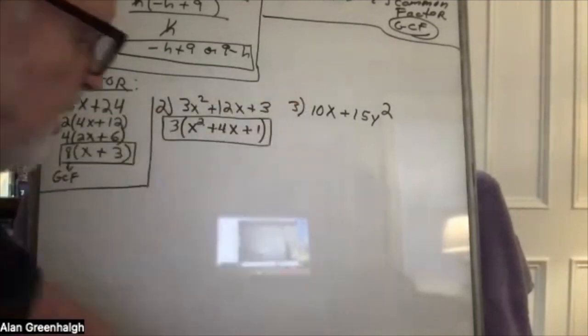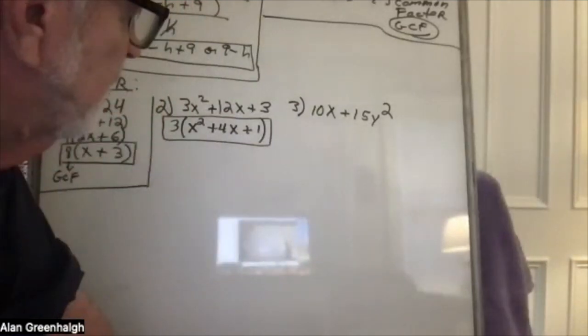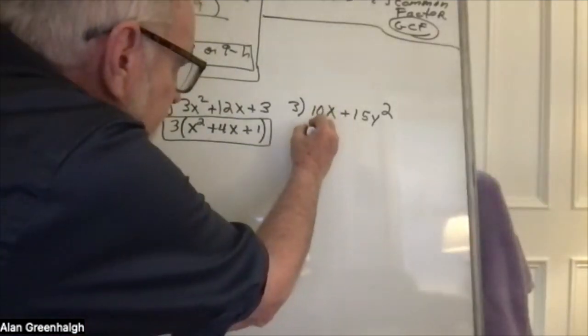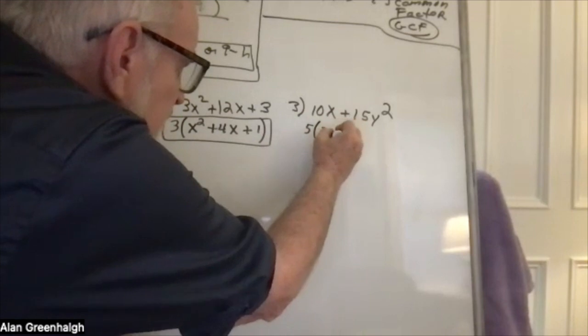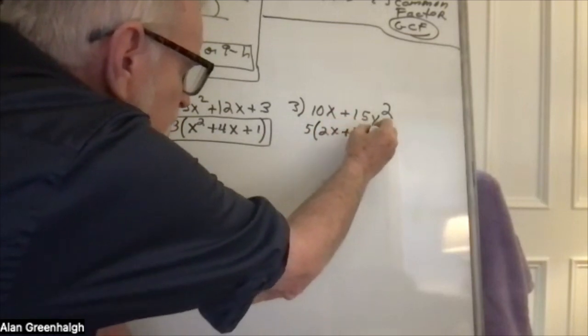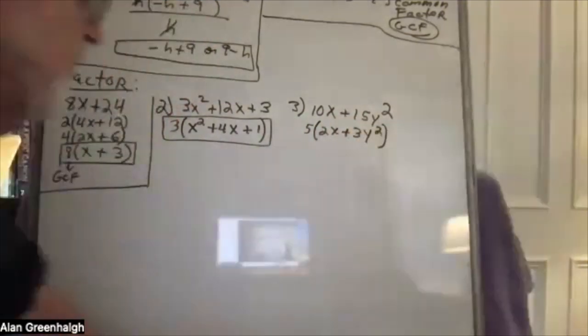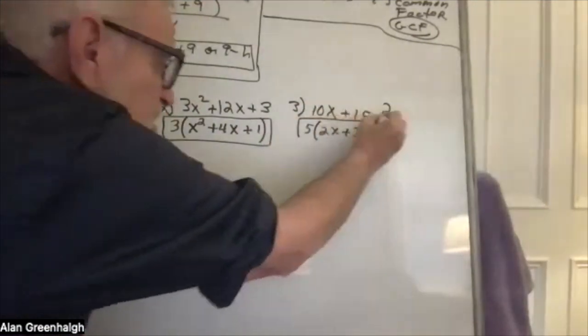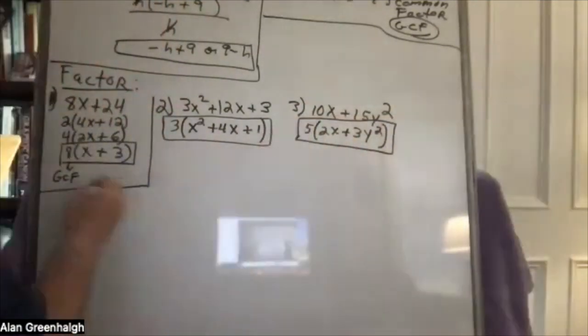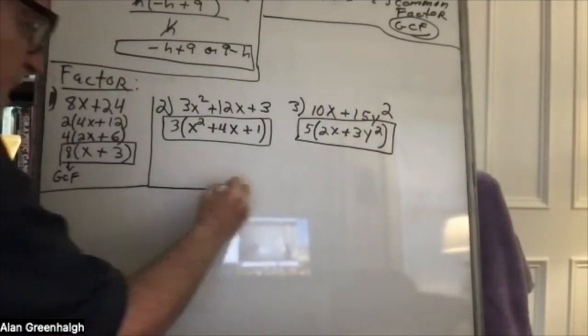And then over here, well, the common factor is 5, and you get 2x plus 3y squared. So this is all pretty basic. Are there any questions about this? Any of these problems?